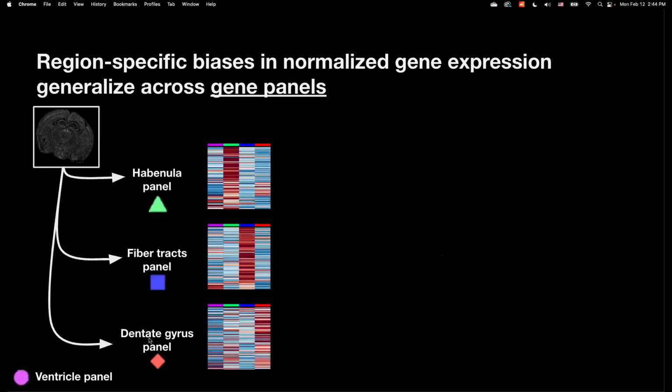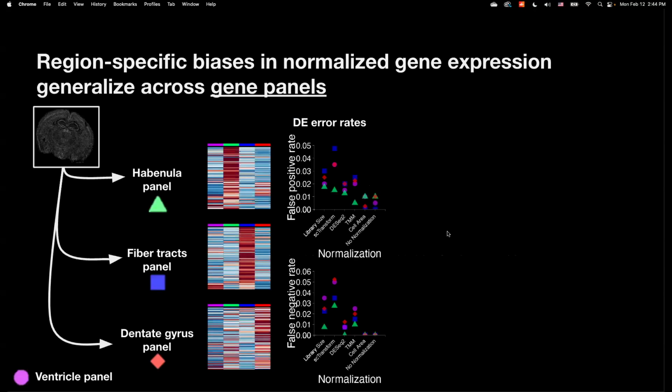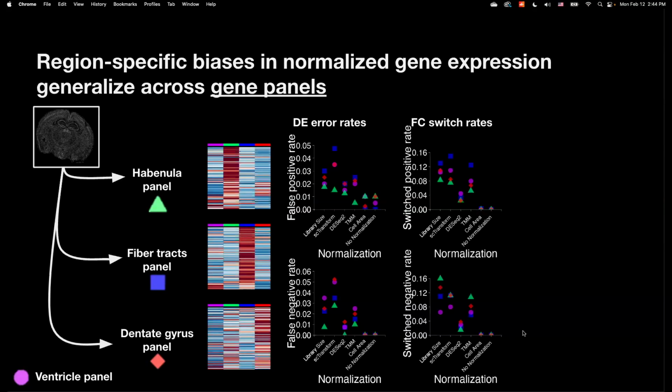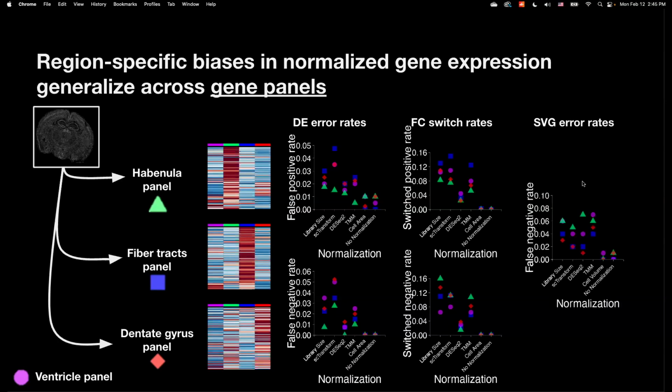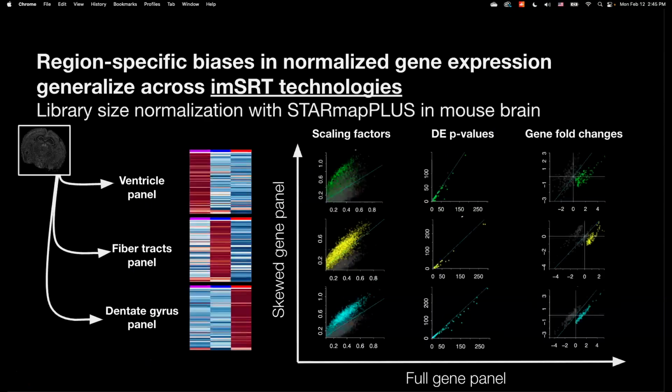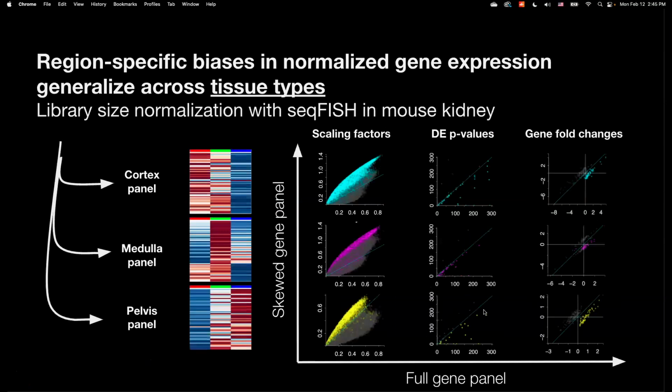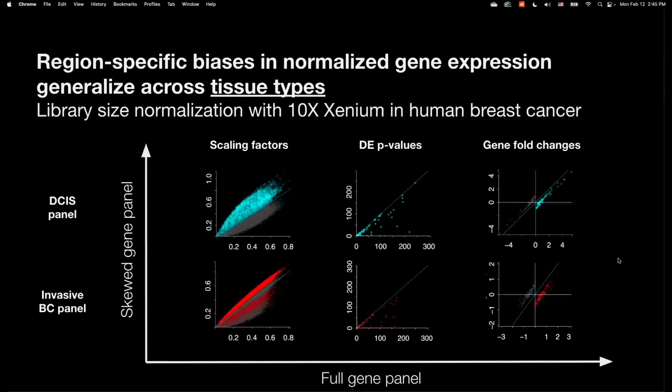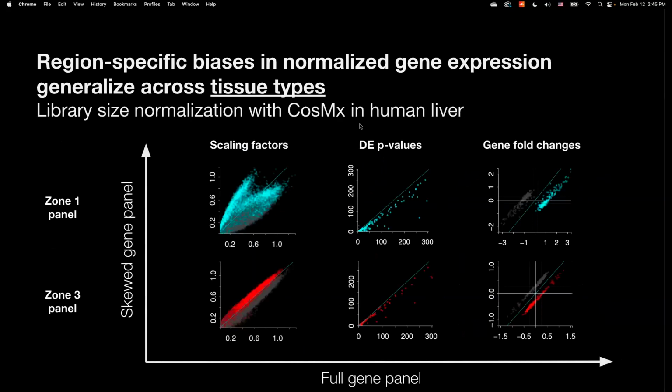So looking at 3 other skewed gene panels from the MERFISH data, we find similarly increased rates of false positives and false negatives on differential expression testing. We find similarly increased rates of switch positives and switch negatives on fold change analysis. And we find similarly increased rates of false negatives on spatially variable gene identification, primarily after count-based normalization. These effects also hold true when looking at mouse brain data assayed by a different technology, STARmap PLUS. And it also holds in other tissue types, for example, this mouse kidney assayed by seqFISH, human breast cancer assayed by 10x Xenium, and human liver assayed by CosMx.